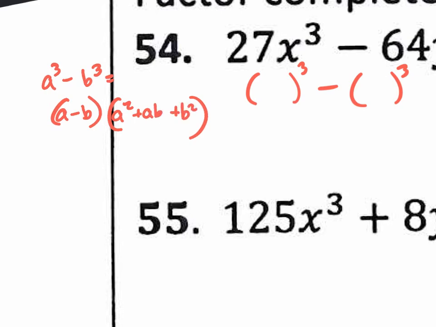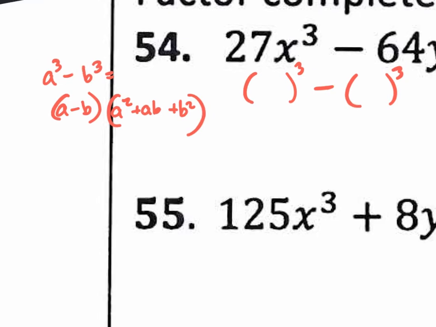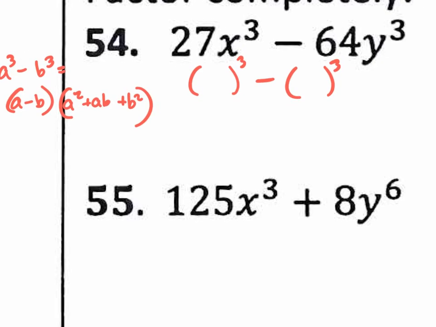So how do we learn that? It's really easy. The first binomial is the same thing without the cubes, so it's a minus b. And if you had a minus here, you're going to have a plus in the middle. If it were plus, you'd have a minus in the middle. It's that simple for sum and difference of 2 cubes. So now that we know the formula, let's go back to number 54.